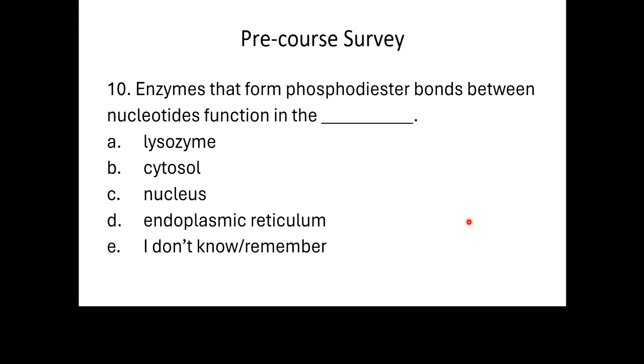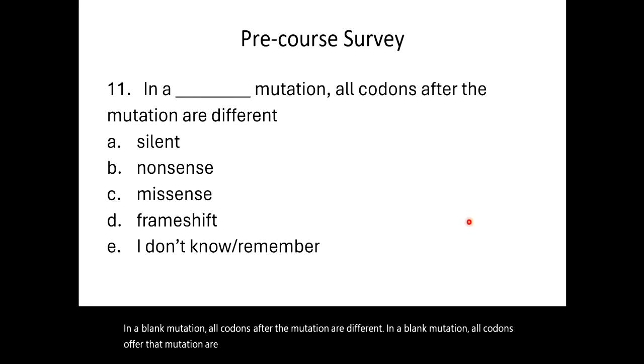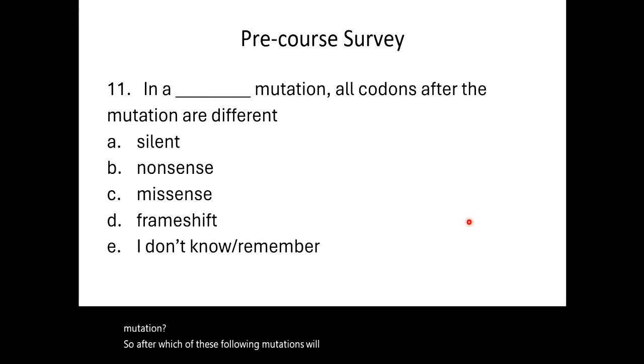Okay, moving on. In a blank mutation, all codons after the mutation are different. Is it silent mutation, nonsense mutation, missense, or frameshift mutation? After which of these mutations will all the codons be different?